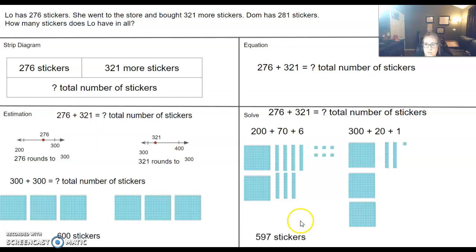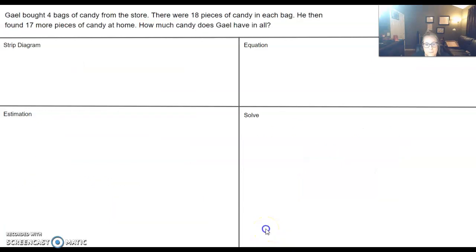597 stickers. Now remember, the last piece we have to do is always check our answer with our estimation to make sure our answer was reasonable. So I said 597 stickers was our answer, and we said our estimation was 600. 597 and 600 are pretty close, so I know my answer is reasonable. Let's look at the next question.